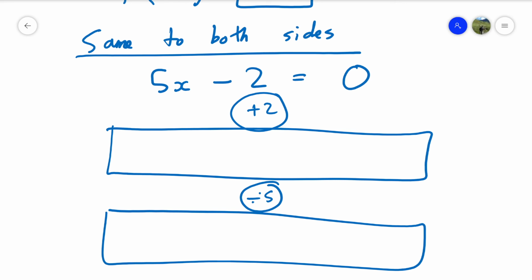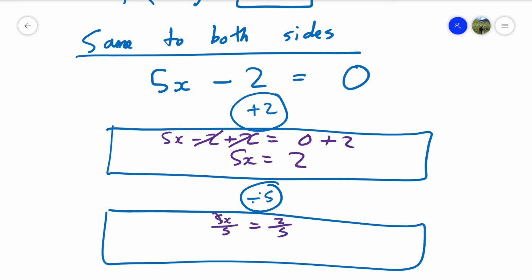Right, so if I add 2, I end up with 5x minus 2 plus 2 equals 0 plus 2. Oh look, the minus 2 and the plus 2 cancel, so I've got 5x equals 2, because 0 plus 2 is 2. Now I divide by 5, so I end up with 5x divided by 5 equals 2 divided by 5. Oh look, the 5 on the top cancels with 5 on the bottom, so x equals 2 over 5. We've just solved that linear equation.